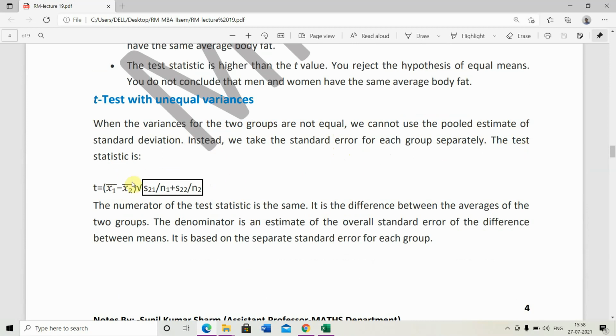The test statistic is t equals x1 bar minus x2 bar, divided by the square root of s1² upon n1 plus s2² upon n2. The numerator of the test statistic is the same. It is the difference between the averages of the two groups. The denominator is the estimate of the overall standard error of the difference between means. It is based on the separate standard error for each group.